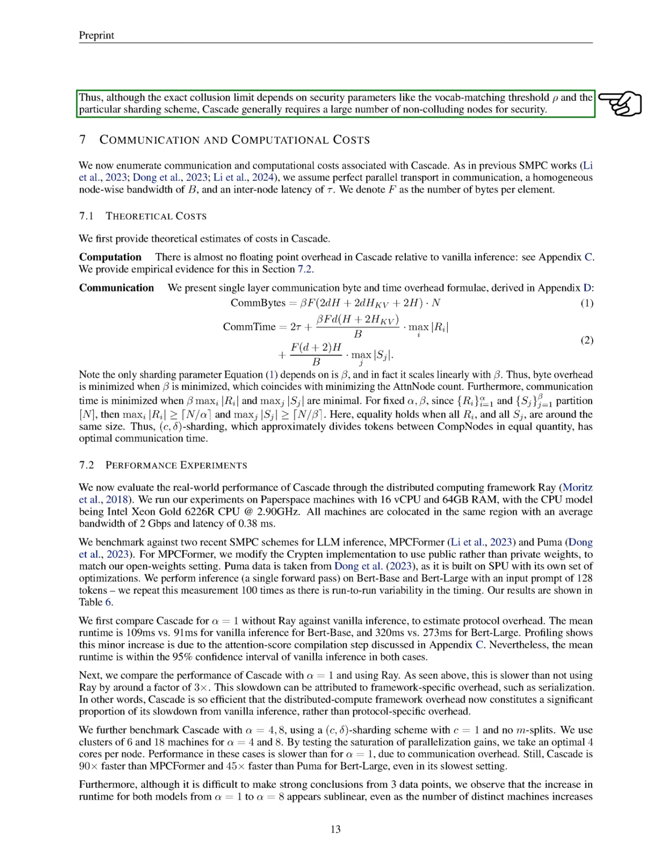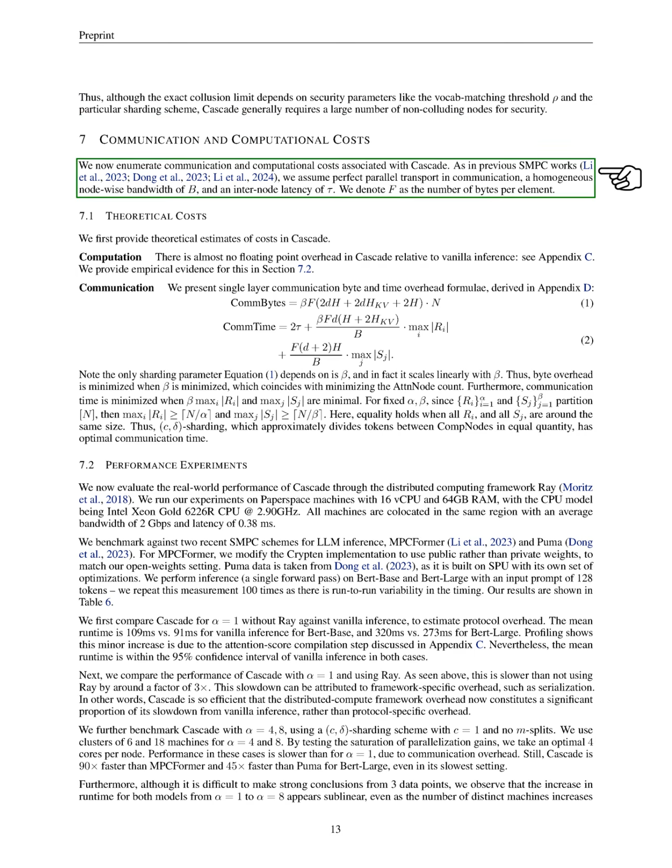We analyze the collusion resistance of our method, Cascade, and find that when comp nodes and ATN nodes collude, they can access all their token shards. This sharing reduces the gaps between clusters, making it easier to match vocabulary, which is a concern for our security. The exact limit on collusion depends on security settings, but generally, Cascade needs many non-colluding nodes to remain secure.